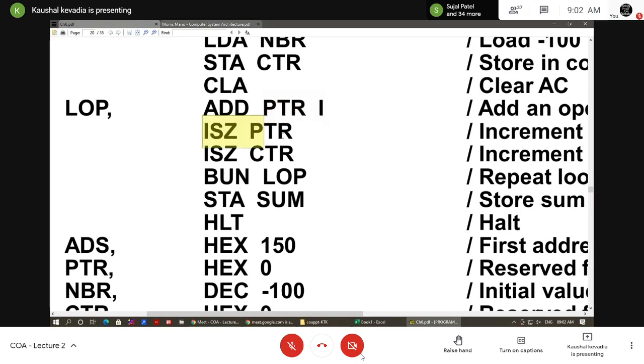Then again I want to increment the ptr, increment the ctr, and again we have to check whether the value of ctr is equal to 0. Then I want to skip the next instruction. If it is, we say that my last number is executed and now the counter value is set to 0, so simply this instruction is skipped. This branch instruction is skipped, and I want to execute this instruction, that is sta sum.